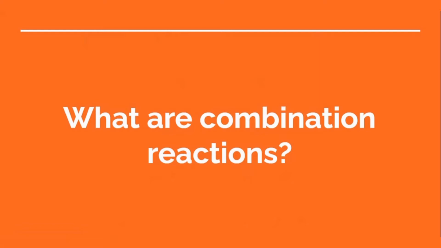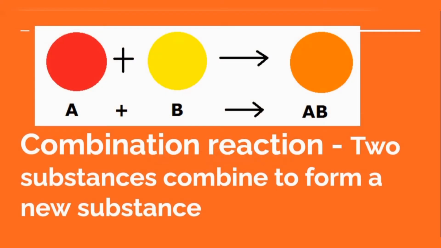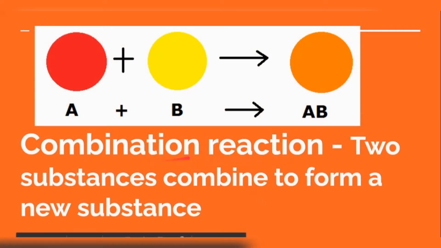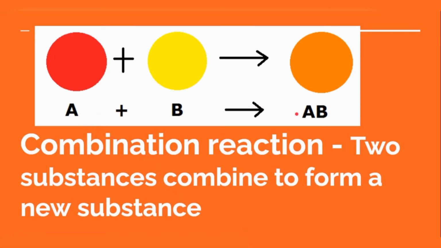The first one is combination reactions. What are combination reactions? In a combination reaction, two substances combine to form a new substance. For example, if A is reacting with B, the product will be AB, which means two substances A and B combine together and form AB. This is called a combination reaction.